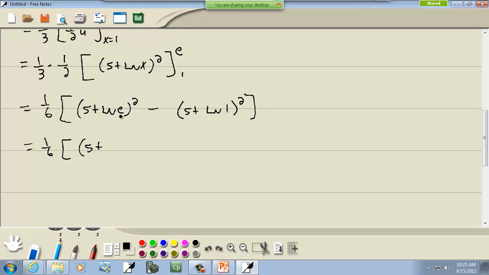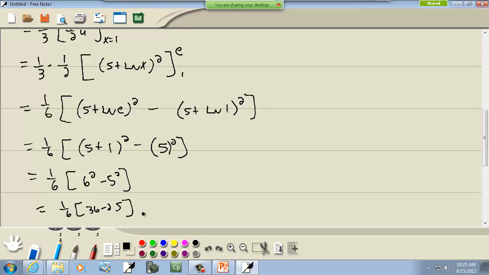Well, natural log of e gives you 1. And natural log of 1 gives you 0. So we'd have 5 squared. So it gives us 1/6. 5 plus 1 is 6. We got 6 squared minus 5 squared, which gives us 36 minus 25. Which gives us, what is that, 11? So our answer, assuming I didn't make a basic math error somewhere, is 11/6.